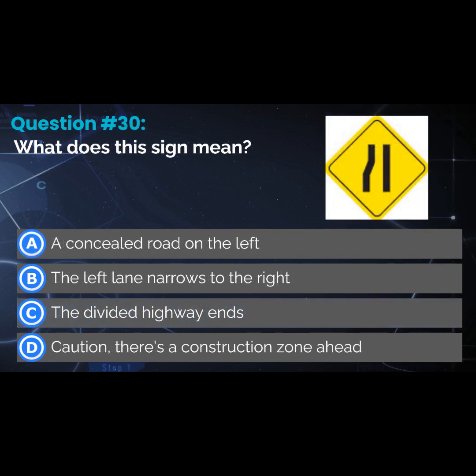Question 30. What does this sign mean? A. There's a concealed road on the left. B. The left lane narrows to the right. C. The divided highway ends. D. Caution, there's a construction zone ahead.